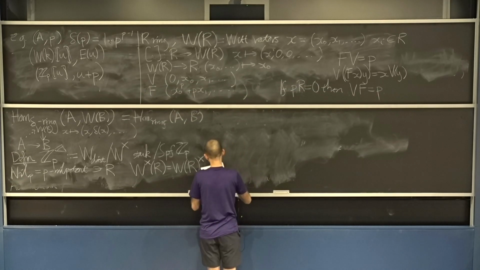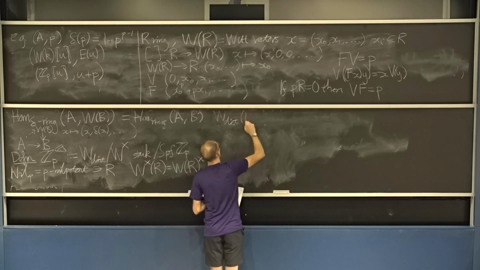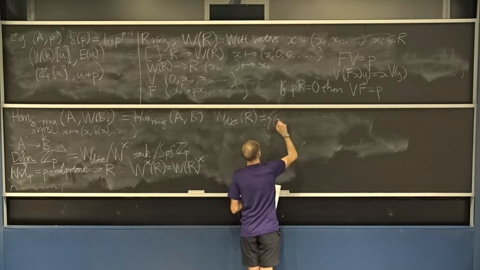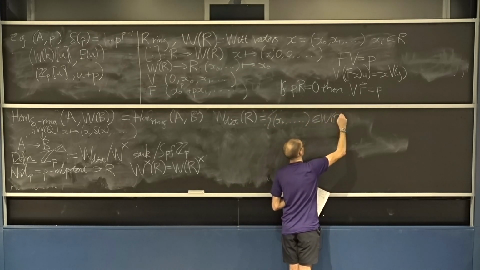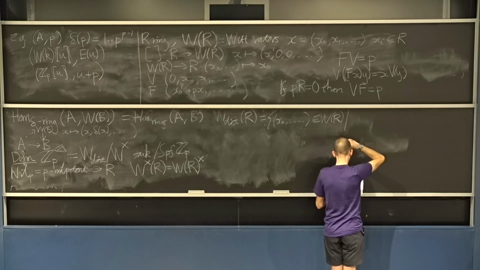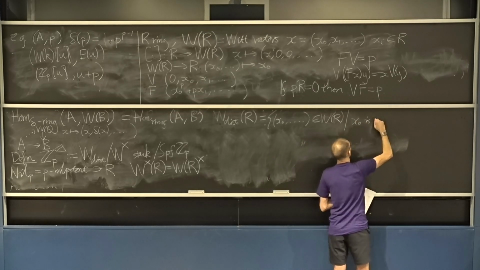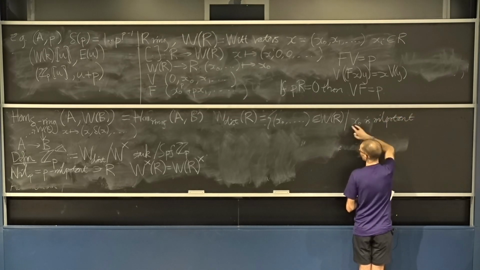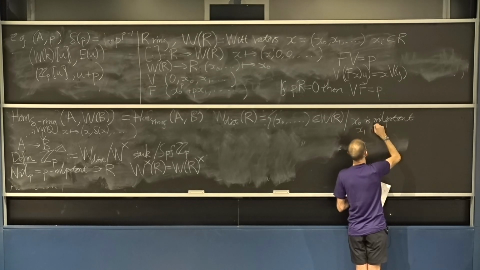And so W dist of R is the set of (x0, x1, ...) in the Witt vectors such that x0 is nilpotent, these x_i's are in R, and x1 is a unit.